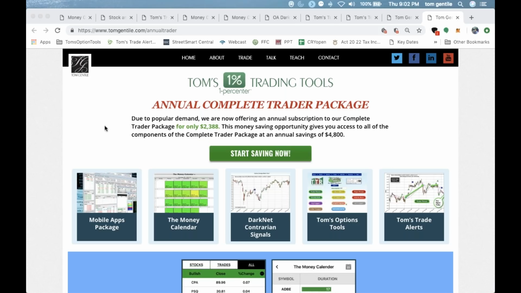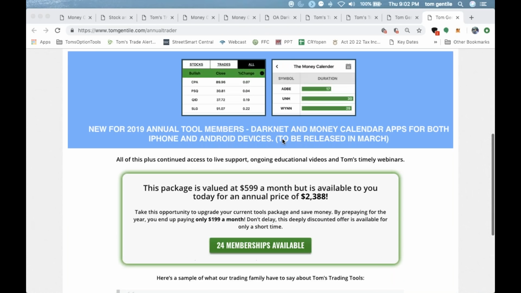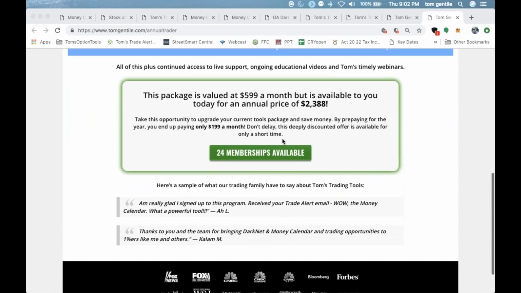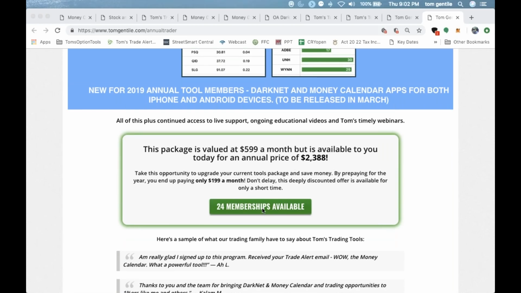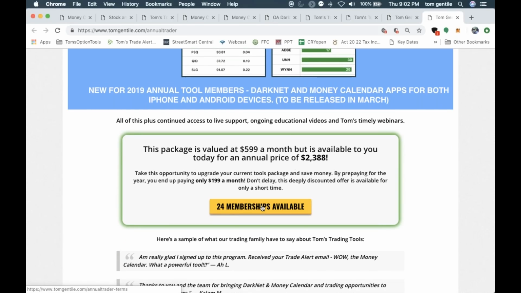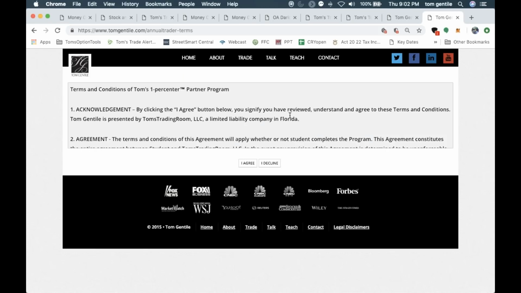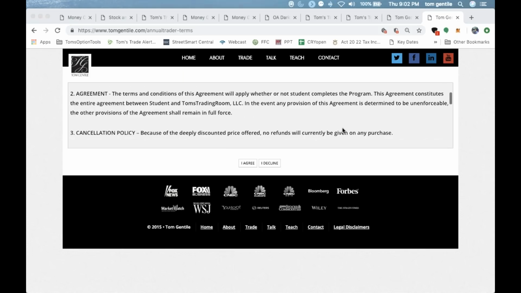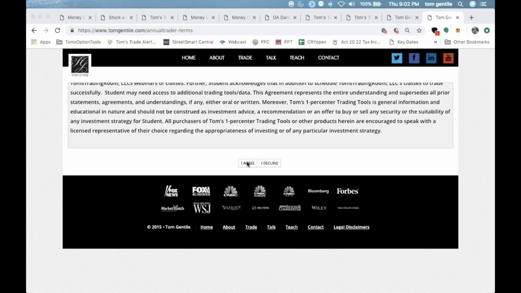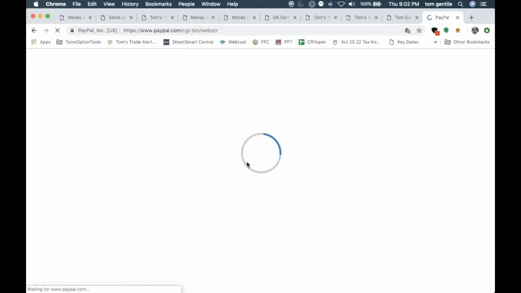So if you click on that, you'll see everything I've discussed with you, and you'll see 24 memberships are available. If you click on 24 memberships there at the bottom, that's going to take you to our terms of service. Read this over. If you agree to it, click I agree. That's going to take you to our PayPal page.